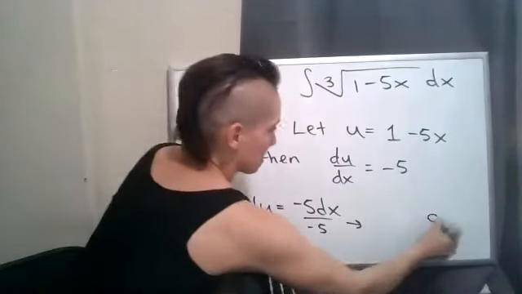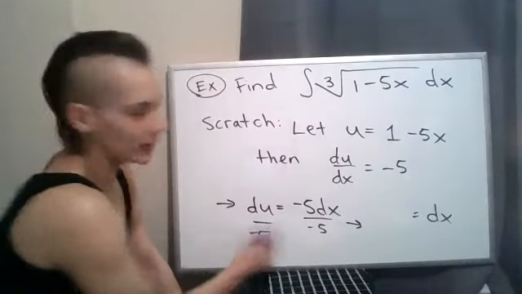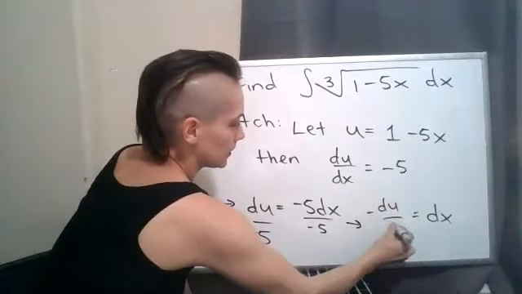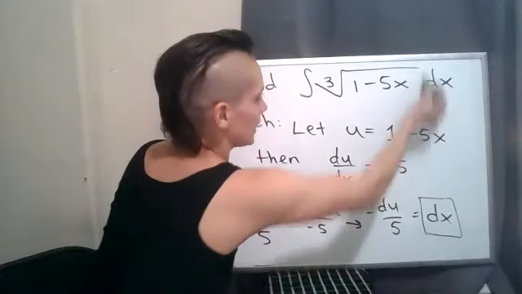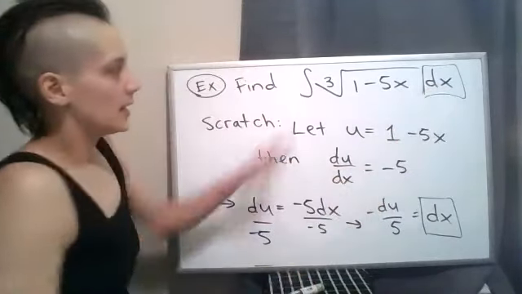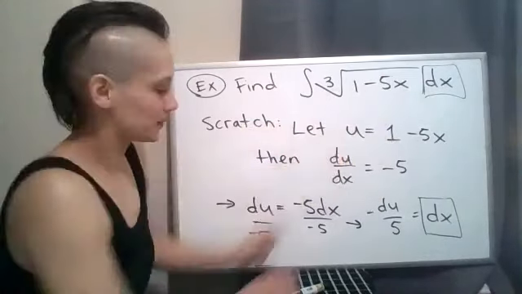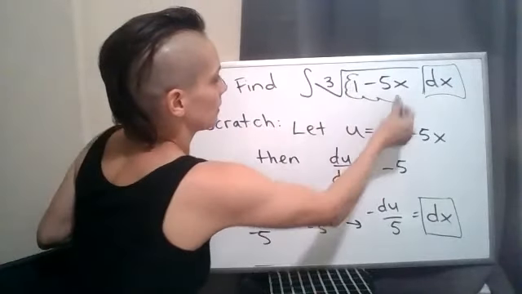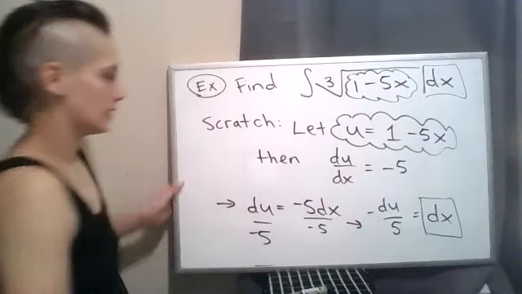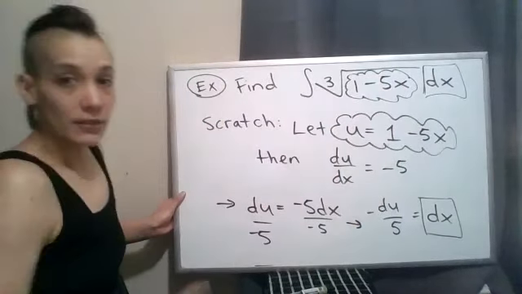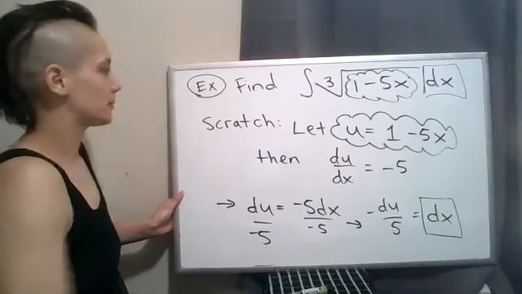Dx equal to negative du over 5. Okay, so I'm going to replace this dx with that. And I'm going to replace 1 minus 5x with u. Okay. Let's do it. So I've got an integral of the cubed root of u times negative du over 5.